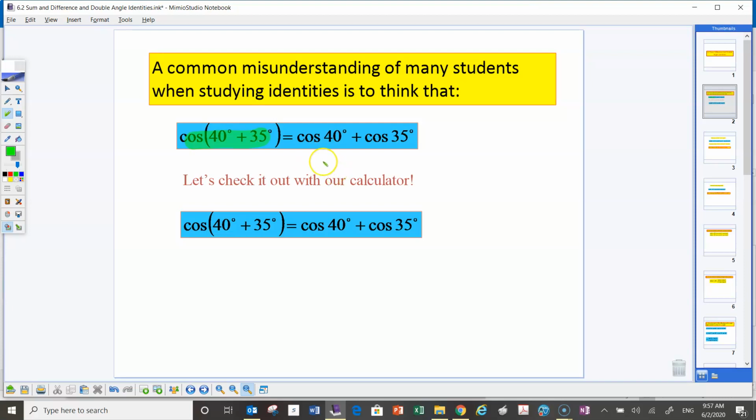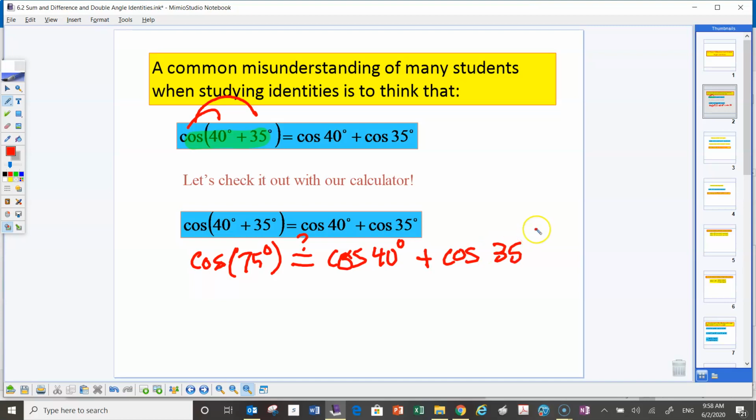be equal to the cosine of 40 plus the cosine of 35. So what they actually want to do is they want to distribute cos to both those angles. Well, if we were to check this out with a calculator, the cosine of 40 plus 35 is really the same thing as the cosine of 75. And let's see, does this equal the cosine of 40 degrees plus the cosine of 35 degrees?